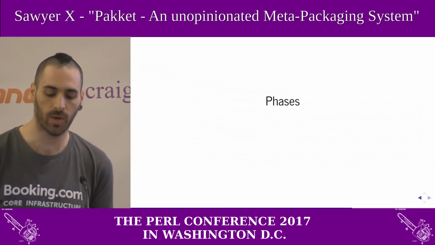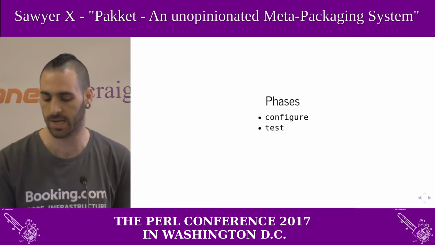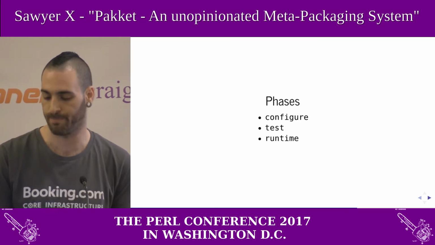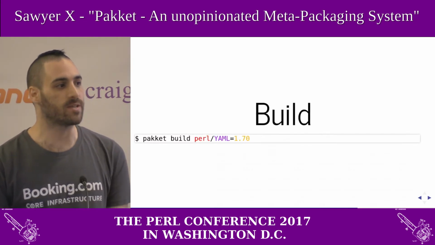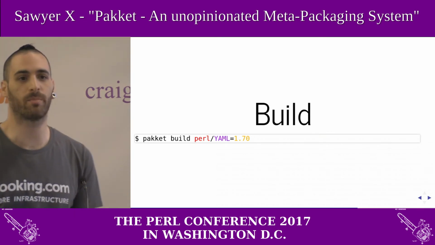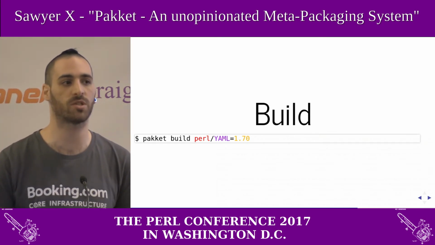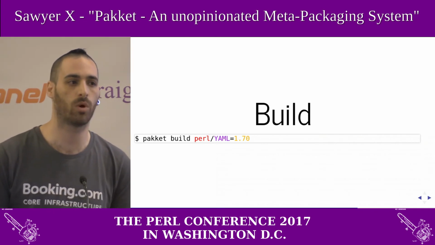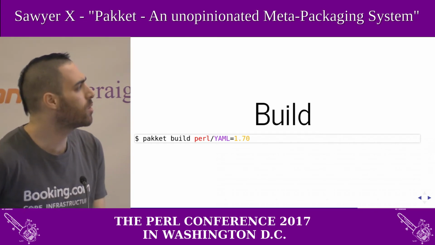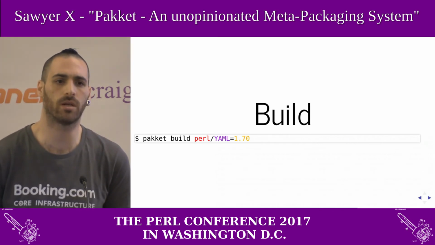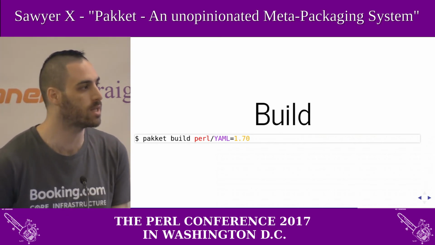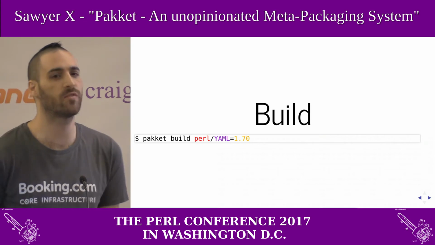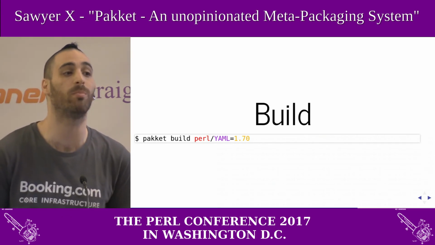Okay, so which kind of phases do we have? Currently, we use the configure for build time, test, and runtime. How do you build things? This is how you build stuff. You basically run Pakket, you say build, and then you say, I want a specific full package. It is Perl YAML 1.70. I think at this moment you also have to provide the release, and if you don't, it gives you the latest version. And if you don't give a version, I think this fails because it wants you to be more explicit on what you build.